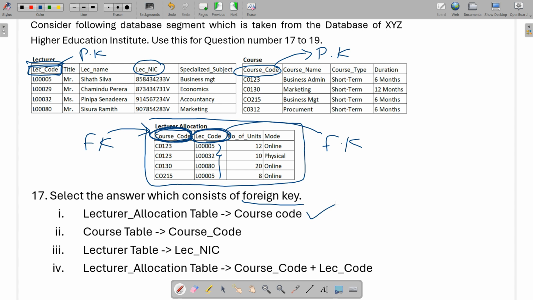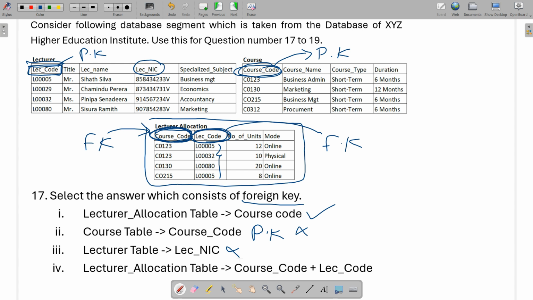Course table, course code is the primary key of the course table. So this is a primary key, which is not a correct one. And lecture table, lecture NIC. Lecture NIC is not even a primary key, so it won't be able to manage as a foreign key in the lecture table. In the lecture table, the lec NIC is just a unique field, which is not a foreign key or any other thing. So not qualified for this as well.